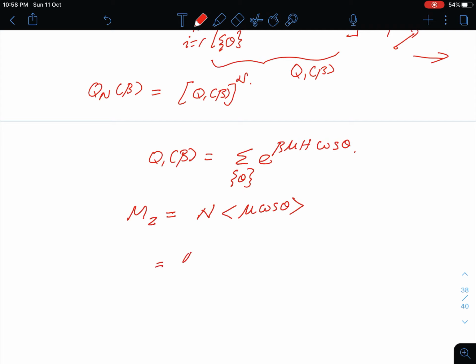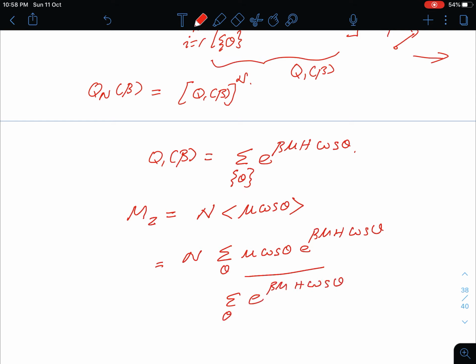Obviously, we know that the expectation value of cos theta is simply sigma theta mu cos theta e raised to beta mu h cos theta divided by sigma theta e raised to beta mu h cos theta. You know that because the expectation value of anything, for example the expectation value of some function f, is simply sigma f e raised to beta h divided by sigma e raised to beta h.